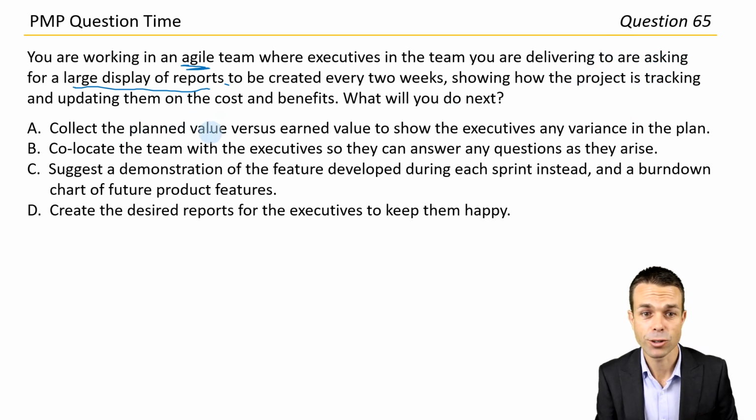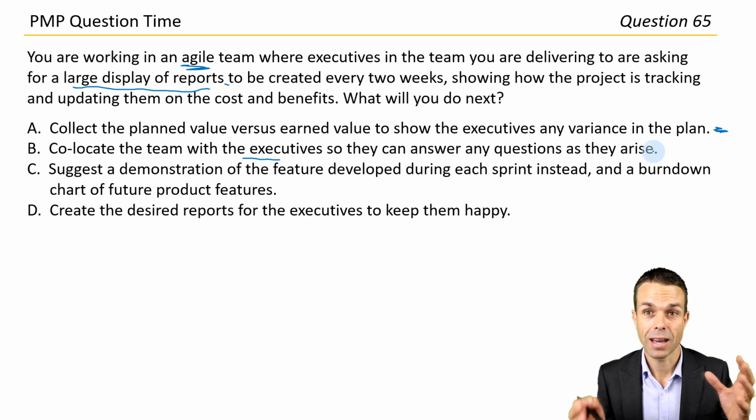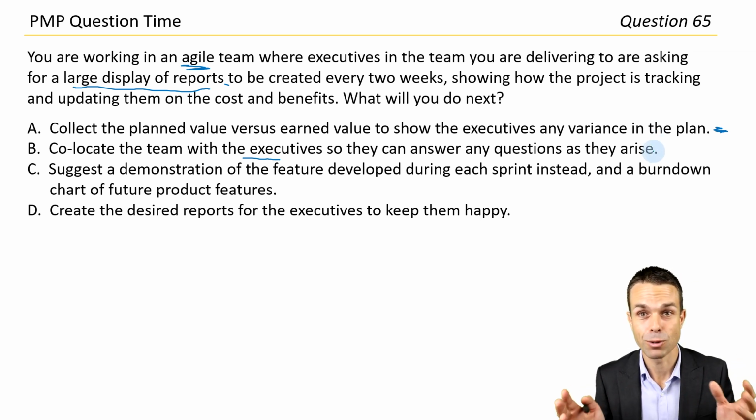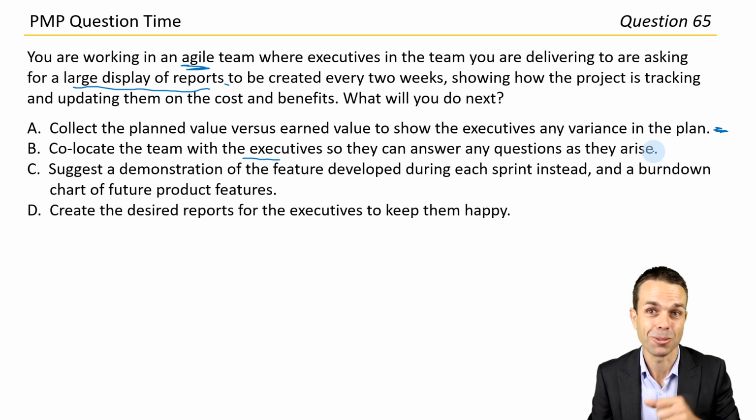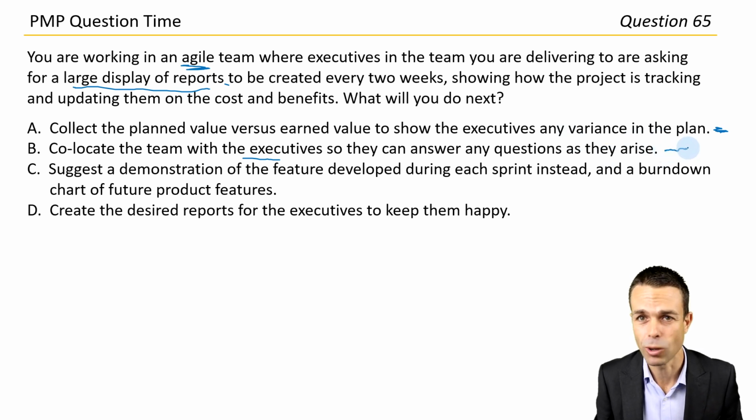Collect the planned value versus earned value to show the executives any variance in the plan. I think there might be a better answer than that one. Co-locate the team with the executives so they can answer any questions as they arise. That actually could be a good idea. Anytime we're co-located, we just pick up information. They would be learning by osmosis, which we're hearing a lot. You're picking up conversations, things are going on, they can hear it directly. That's a pretty good answer, but maybe not the best one.